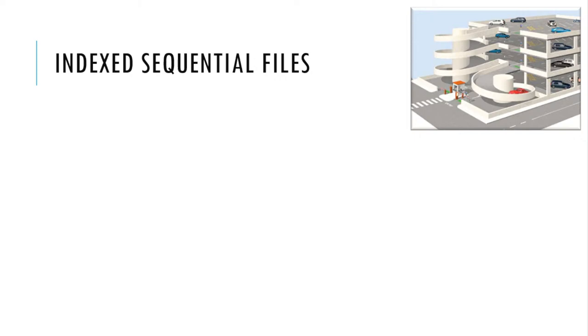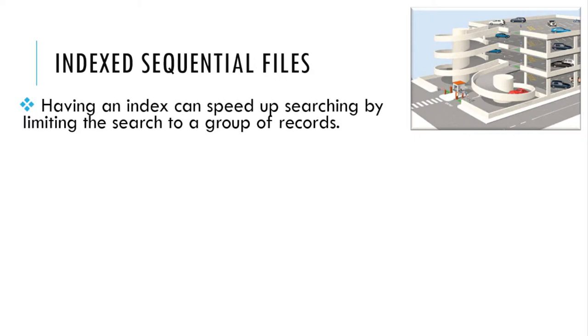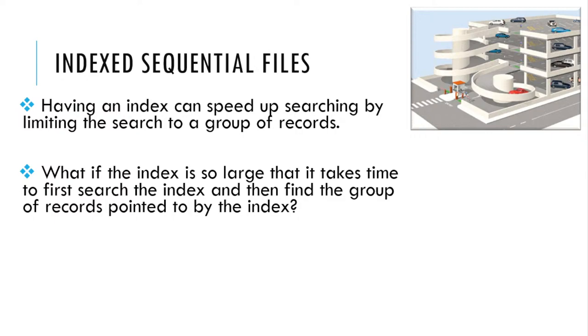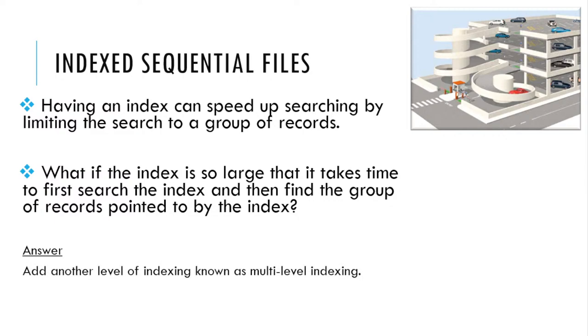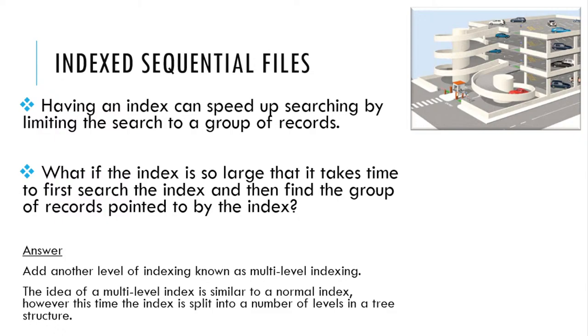So, having an index can speed up because we've ordered things into groups. So what if we had groups within groups within groups within groups? Would that be faster still? The answer is yes. So what if the index was so large that it took time to search the first index and then to find the group of records pointed to by that index? You'd have to then go into another group and group it again and group it again. And that's where multi-level indexing comes in. Having groups of groups.